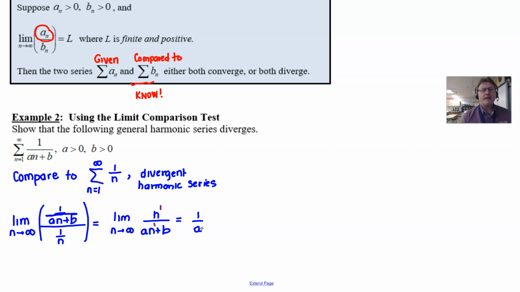And what do I know about 1 divided by a? Well, if a is a positive value greater than 0, then I have something that's certainly finite and positive. So basically, the behavior of my given series is going to match the behavior of my compared series. So therefore, it diverges.